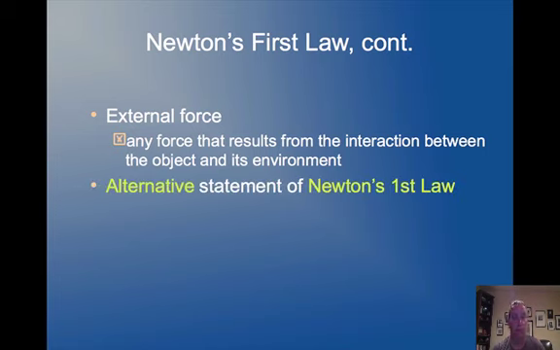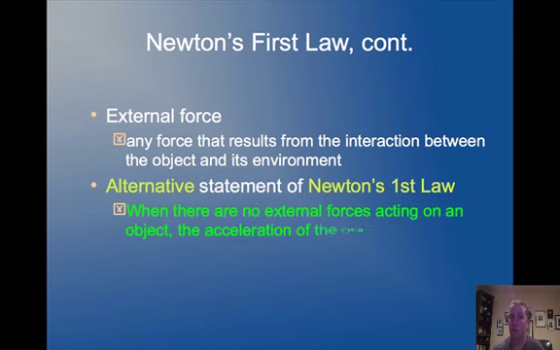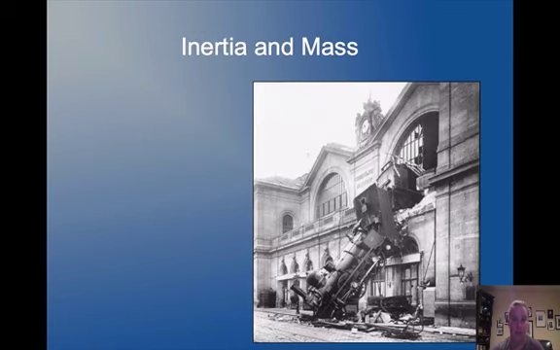A different way of stating Newton's first law is that if there's no external force, then the acceleration on the object is 0. Which means you could be in motion, but you're going to keep moving at that same speed forever and ever and ever unless there's an external force. An outside force causes you to either speed up or slow down or change direction, but for sure will change your velocity, so there is acceleration acting on you.